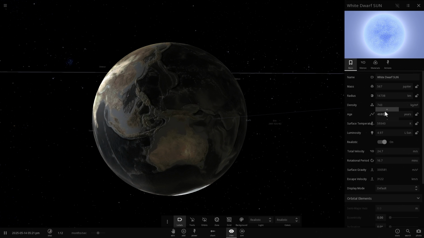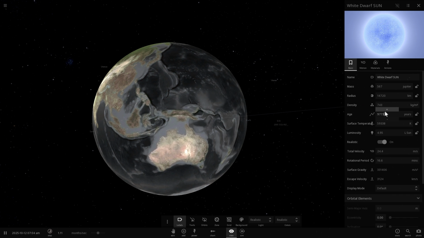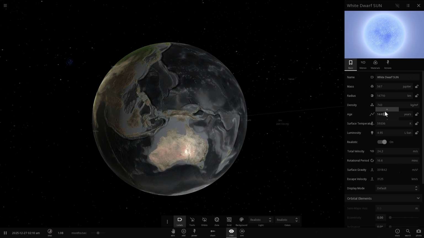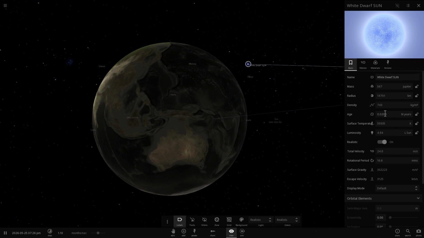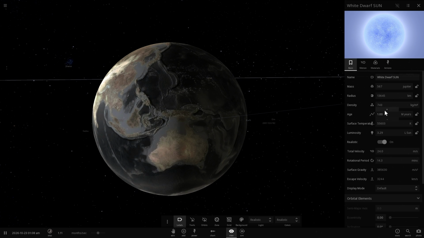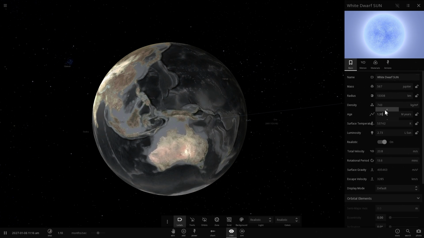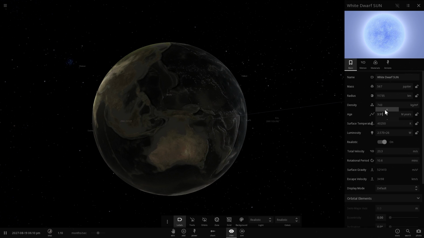Now, it will take several million years for this to actually cool down to the point where our Earth can become habitable again, and we're going to simulate this in a second by doing the following. I'm going to go into millions of years here, change this to 1 million years, and start increasing the age of the white dwarf. And let's see after how many millions of years our planet will become habitable again.